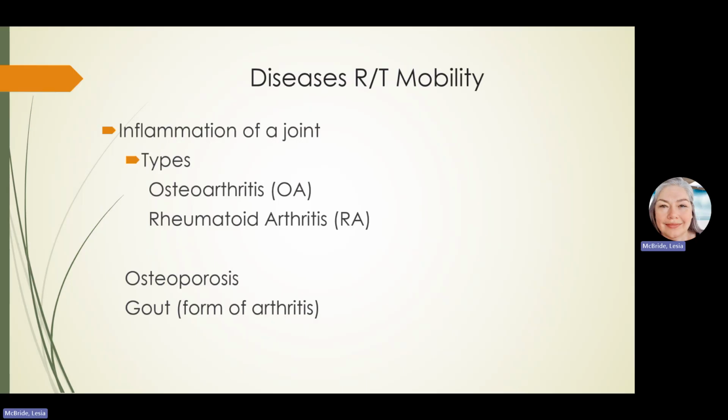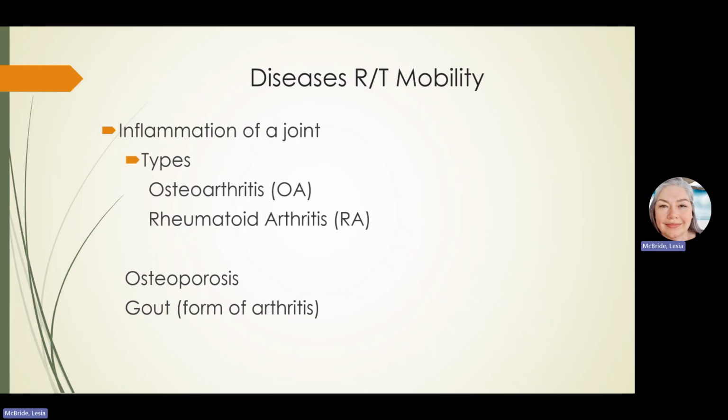So diseases related to mobility, again, we have inflammation of the joint. Inflammation is heat, redness, swelling, pain. So we're going to see that when we're doing our assessment. There are two types of immobility we're going to talk about today, and that's osteoarthritis and rheumatoid arthritis. They have different characteristics. They have different things that cause them.